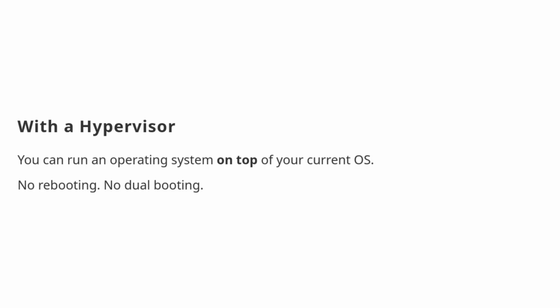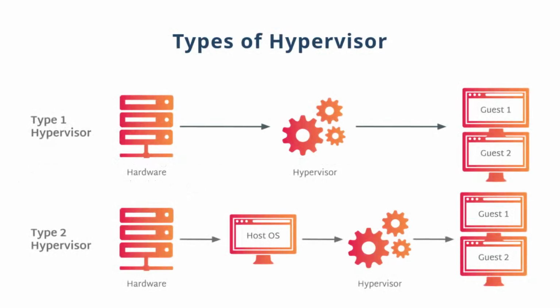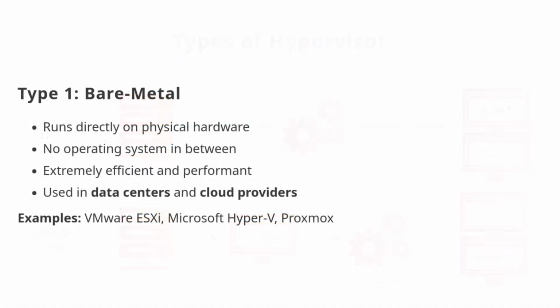Alright, so before we install our hypervisors, let's talk about the two types of hypervisors, type 1 and type 2. Type 1 hypervisors run directly on the hardware, meaning that there's no operating system in between. This makes them extremely efficient and performant, which is why they're commonly used at data centers and by big cloud providers or hosting providers. Some examples of this type of hypervisor would be Proxmox VE, which is one of the most popular ones, KVM, and Microsoft Hyper-V. And actually, there's a lot more, but those are the most common ones.